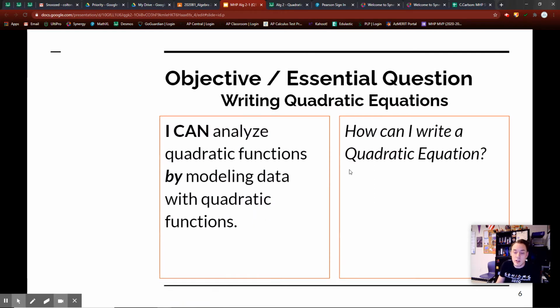So how can I write quadratic equations? How can I really model it and analyze the graph, the points that they give me, so I can write it? So I'm going to go through a very, very difficult example at the beginning, and then the rest of the examples are going to be very, very straightforward. Okay, I'm going to introduce a new Desmos.